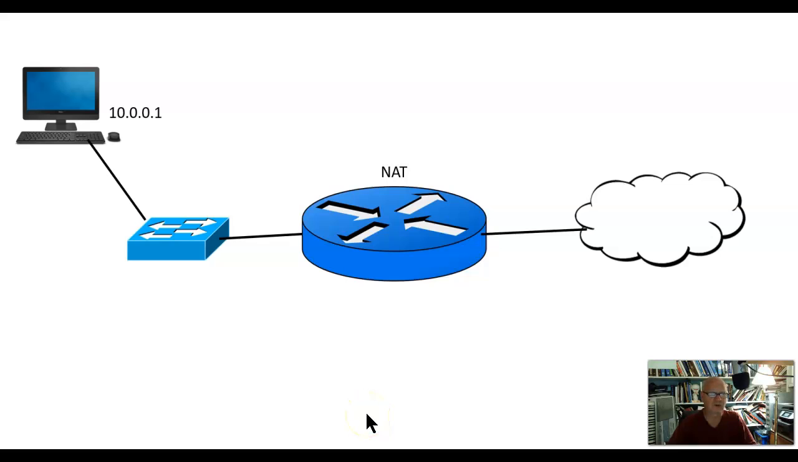NAT stands for Network Address Translation, and it is a function of routers. Now, it can also be a function of a server. We could put NAT any number of places, but it's very common to have it on a router.